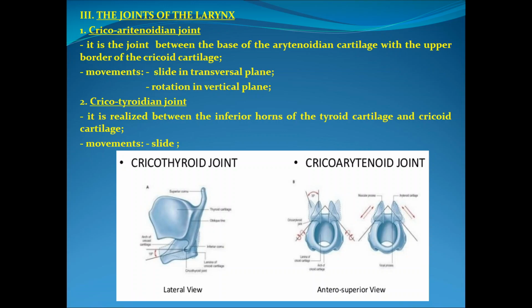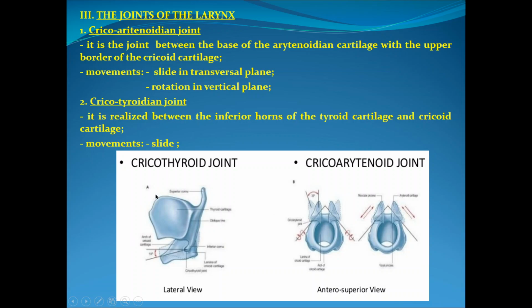Okay, so we saw till now the cartilages and we saw the ligaments or the membranes which connect cartilages between them, and at the same time ligaments and membranes which connect the larynx with the hyoid bone above, with the tongue above and with the trachea below. You have to know that the larynx presents two types of joints. Till now you know that joints are just between bones, but in this case we can describe two joints. So let's see.